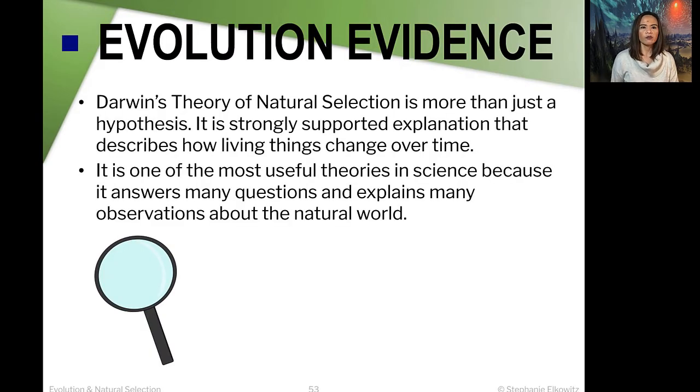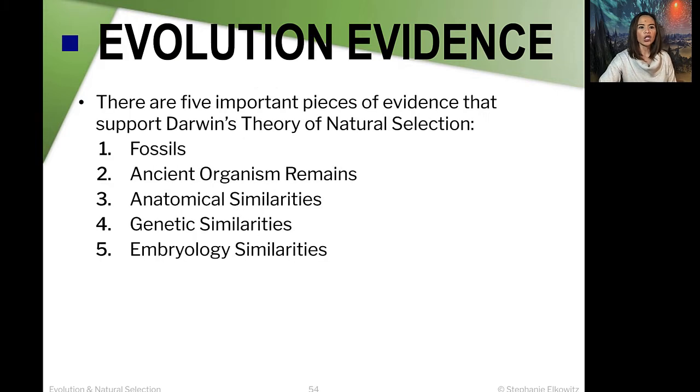Now, Darwin's theory of natural selection is much more than a hypothesis. It is strongly supported by explanation that describes how living organisms change over time, or evolve. And it is one of the most useful theories in science because it answers questions and explains many observations about the natural world. And it's always backed up with evidence. So we're going to take a look at what those different evidence of evolution are.